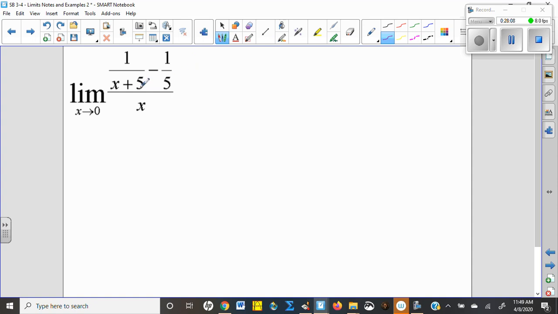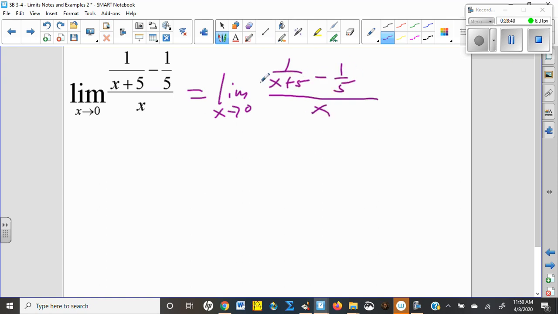Now, here's my first thing. Okay, if I plug a 0 in, I'm going to get 1/5 minus 1/5, which is 0 over 0. 0 over 0, once again, is not an answer. So what I'm going to try to do is get rid of the complex or compound fractions. I am going to figure that the common denominator of the two fractions is 5 times x plus 5. And so I'm going to multiply the top and bottom of the primary fraction by that common denominator, 5 times x plus 5.